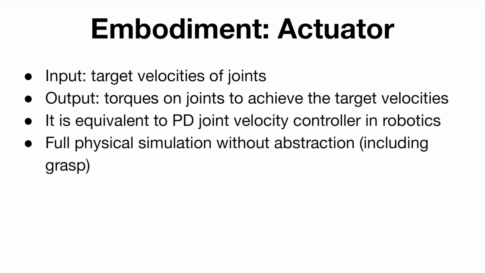ManiSkill uses a continuous action space, which corresponds to the target velocities of controllable joints. The actuator output is torques applied on joints to achieve those target velocities. Such an actuator is equivalent to a PD joint velocity controller in robotics. It relies on physical simulation without abstraction.